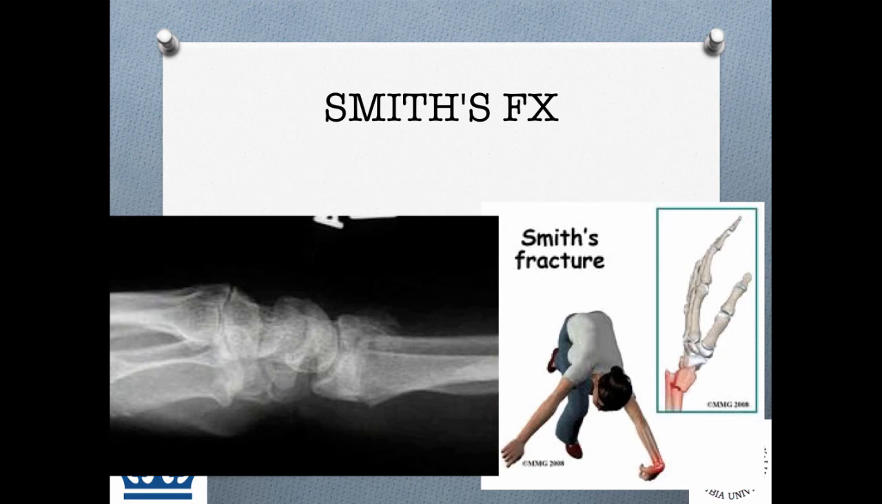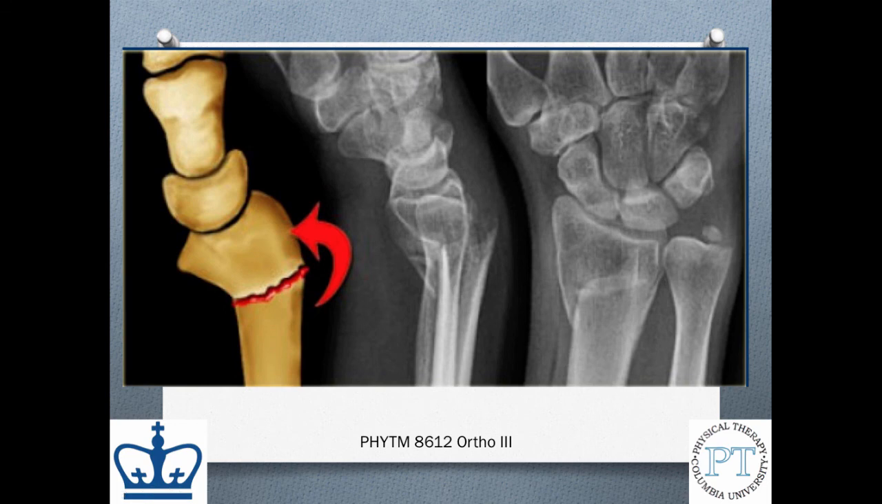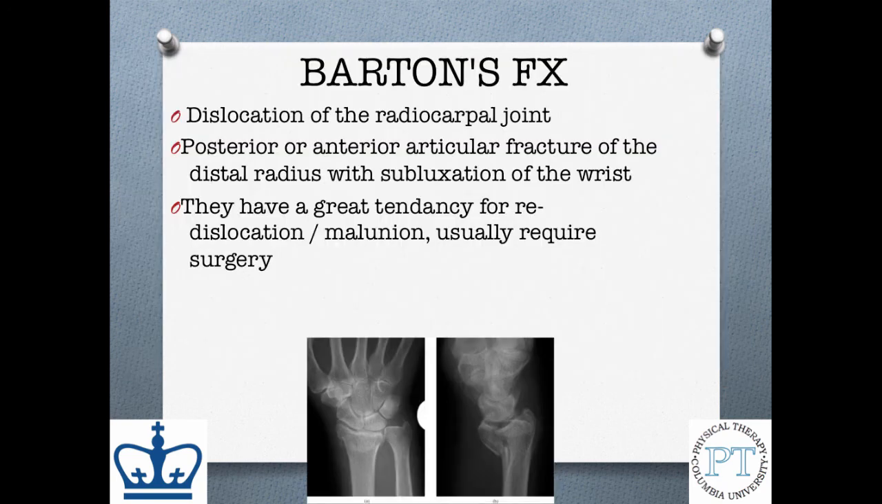Here you can see pictures. On the left is a plain radiograph indicating a distal radial fracture with anterior displacement, and the Smith's fracture again is a fall on an outstretched hand, but here the wrist is usually in flexion. Additional images here showing the same thing. We get a distal radial fracture with anterior displacement.